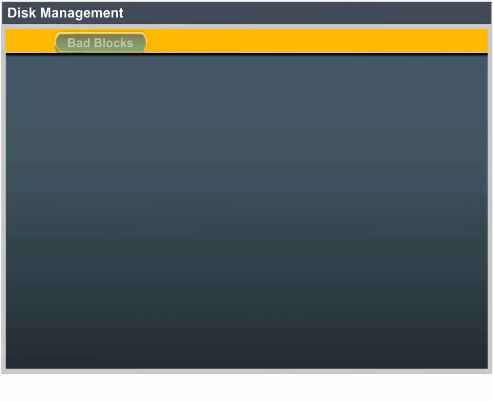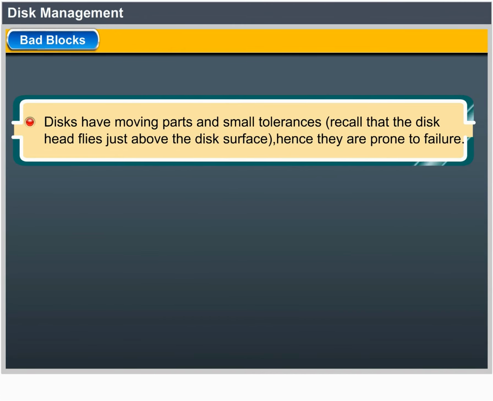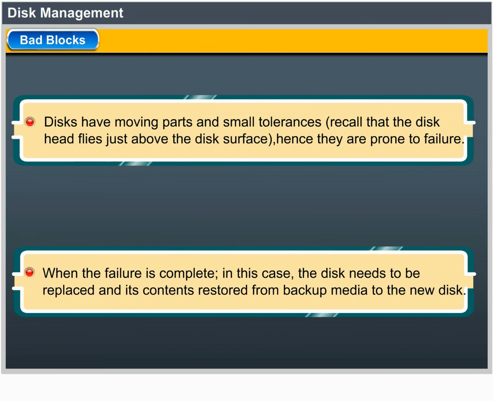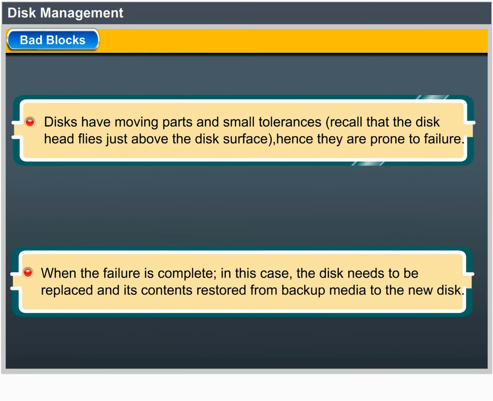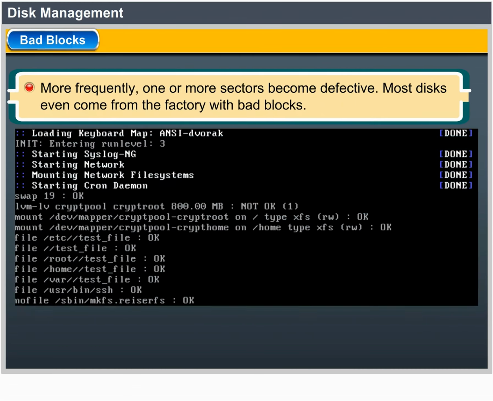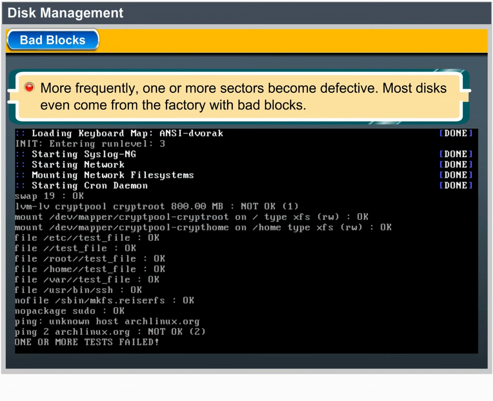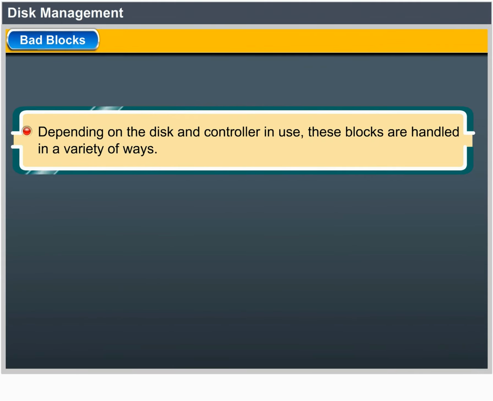Bad blocks. Because disks have moving parts and small tolerances, recall that the disk head flies just above the disk surface. They are prone to failure. Sometimes the failure is complete. In this case, the disk needs to be replaced and its contents restored from backup media to the new disk. More frequently, one or more sectors become defective. Most disks even come from the factory with bad blocks. Depending on the disk and controller in use, these blocks are handled in a variety of ways.